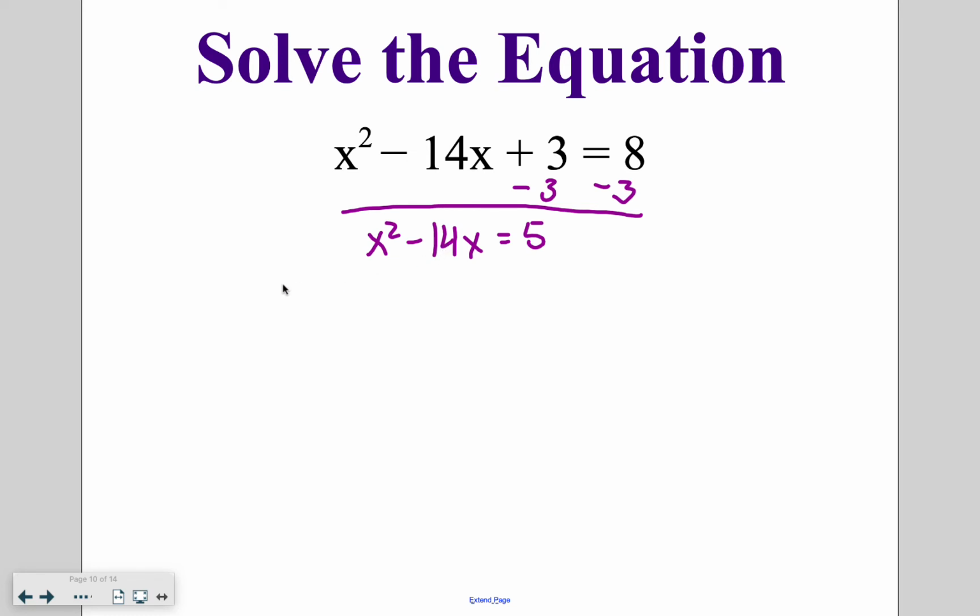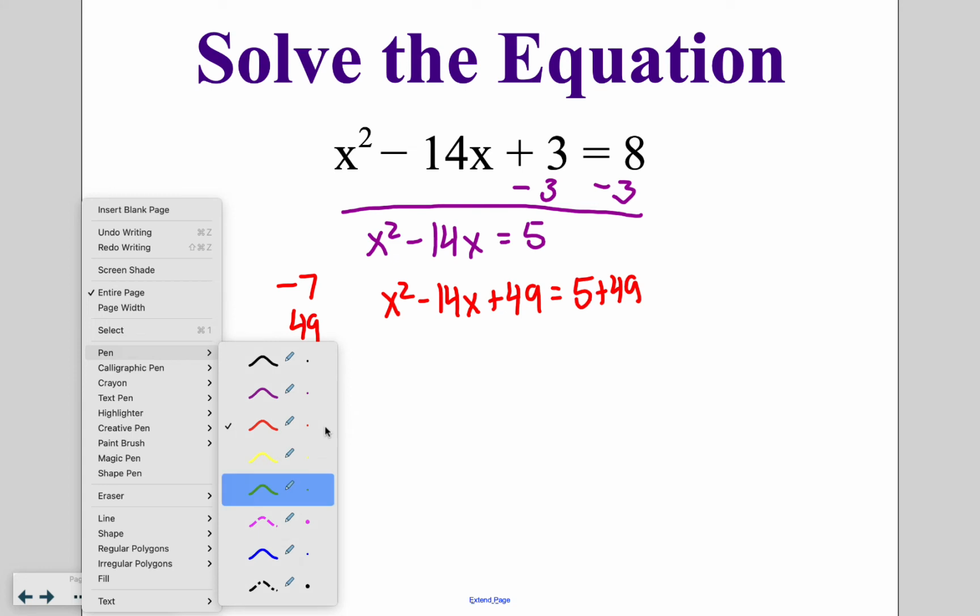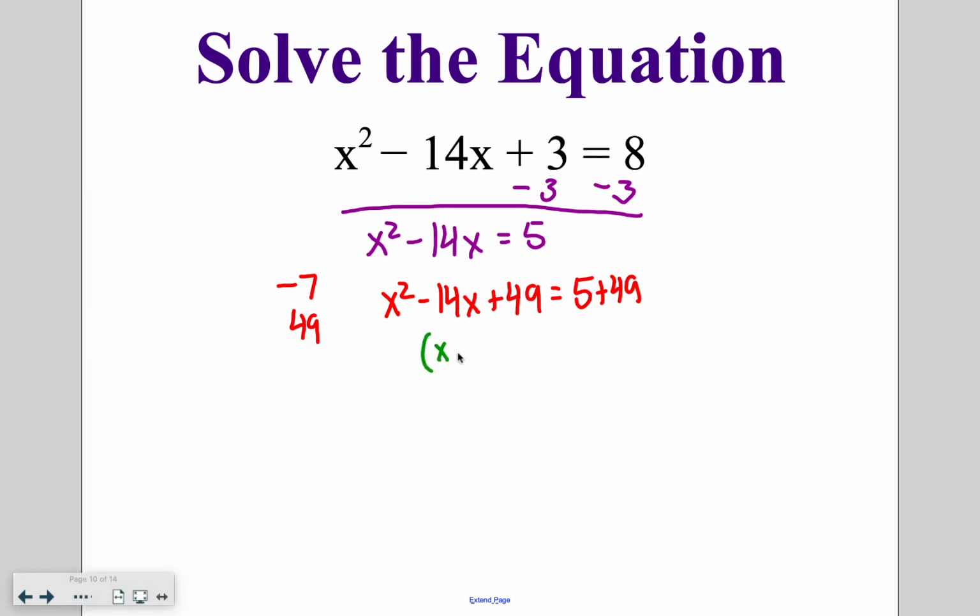So I take half of my b value, which is negative 7, square that, which is 49. So I add 49 to both sides of the equation. X squared minus 14x plus 49 is equal to 5 plus 49. Then I go ahead and do my simplify and factor step. So on the left side, I've got my perfect square. In this case, it's subtracting because I have a negative 14 in the middle. And then I've got 5 plus 49, which is going to give me an answer of 54.